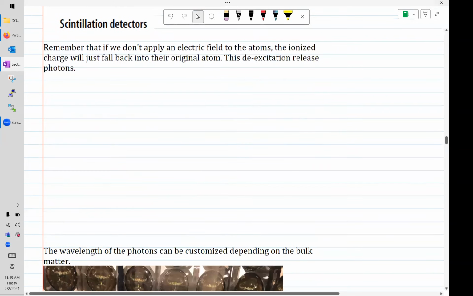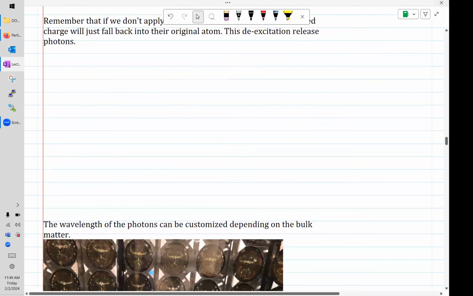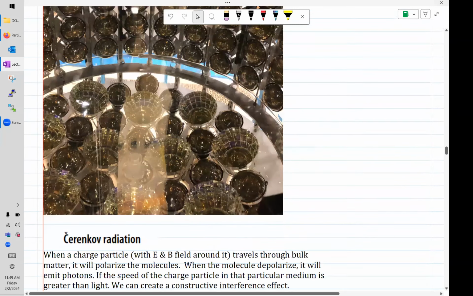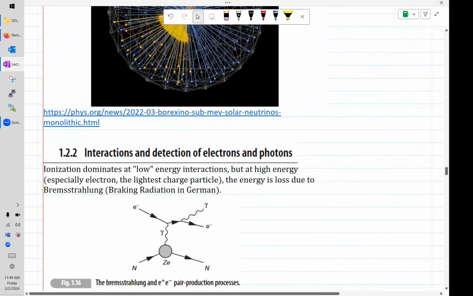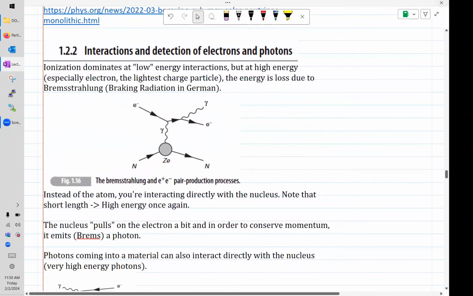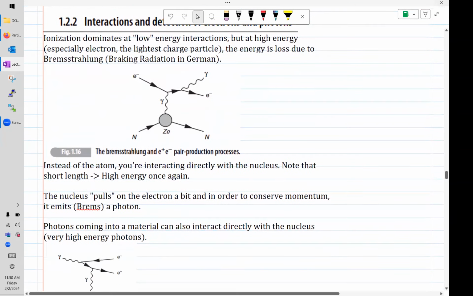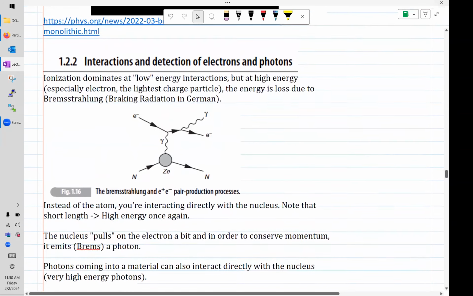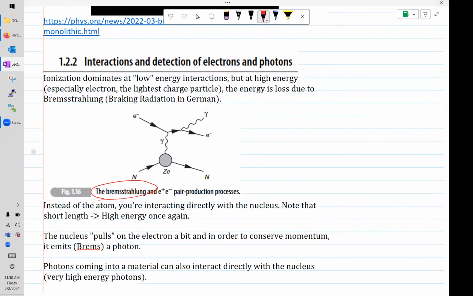All right, so that's one of the types of detectors. Let's not go through a lot of this. There are other types of interaction that allow us to figure out whether or not a particle went through our detector. The second one is called Bremsstrahlung. Remember that ionization is the moderate energy stuff. Bremsstrahlung is when you have very high energy.